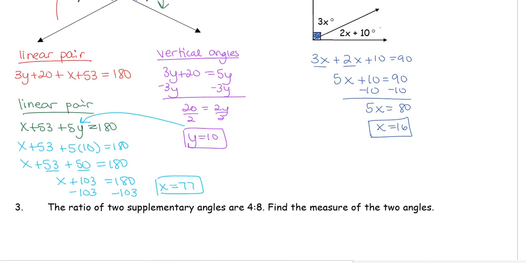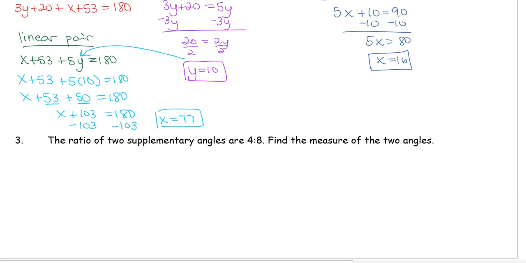All right, one last problem. This is a ratio problem. So the ratio of two supplementary angles. And as you're reading a problem, it's really important that you're paying attention to each of the vocab words. As soon as I see supplementary, I'm going to think to myself that it needs to add to 180. That's an important relationship that's going to come into play.